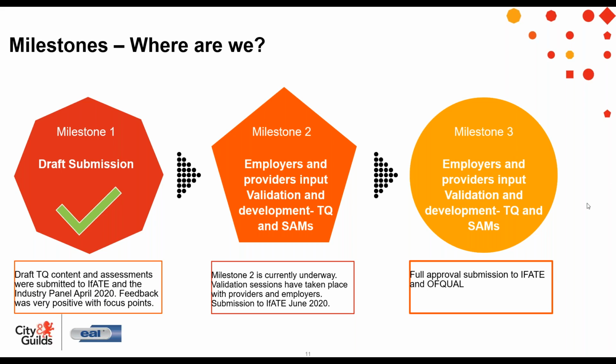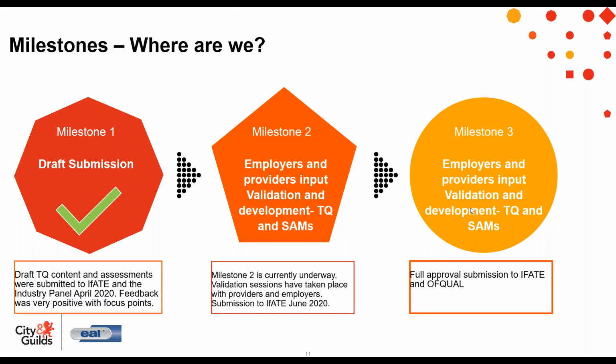I believe it's June the 2nd. We've now got to submit Milestone 2. So that is, if you like, the second draft with example assessment material and example assessment structures, things like that. And then we'll get feedback on that, and then we'll progress to Milestone 3.